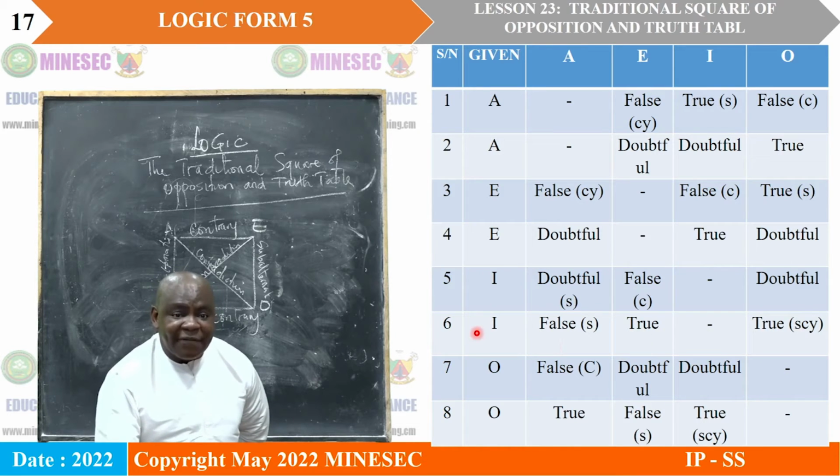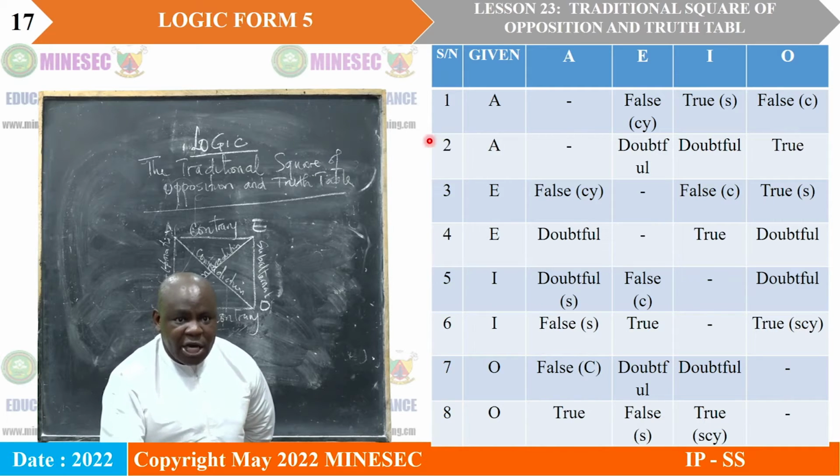If I is given as false, A should be false. If O is given as true, E should be doubtful. If O is given as false, E should be false. If A is given as true, I should be true. If A is given as false, I is doubtful.